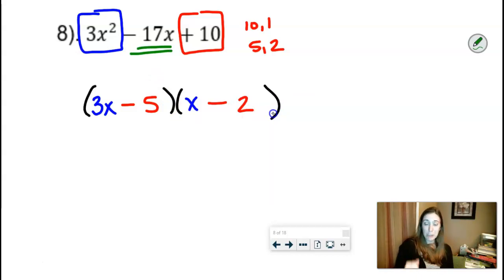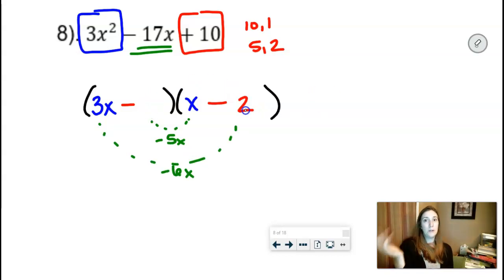Now, I know you're out there going, don't do it. This doesn't work. Let's show everybody why it doesn't work. This arch is a negative 5x. And this arch is a negative 6x. And you're right, that does not add up to negative 17. So I don't say, oh my gosh, I screwed it up. It's not 5 and 2. It is 5 and 2. It's just in the other order.